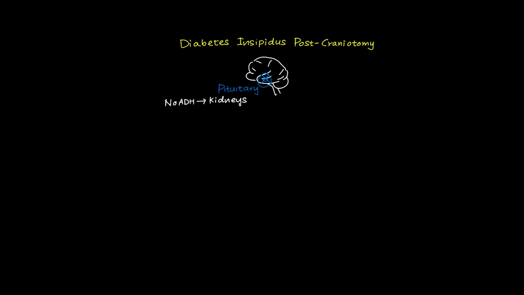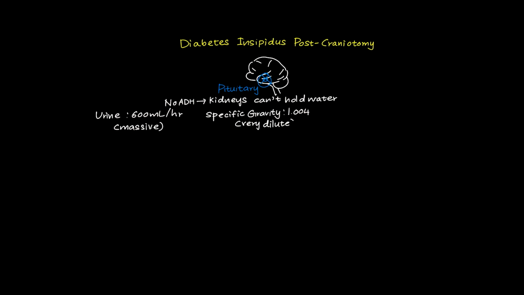Post-craniotomy client starts putting out 600 milliliters of urine per hour. Specific gravity is 1.004. That's extremely dilute. And the client is incredibly thirsty. This screams diabetes insipidus. The surgery likely damaged the posterior pituitary or the hypothalamus, cutting off antidiuretic hormone production. Without ADH, the kidneys can't concentrate urine, so water just pours through.